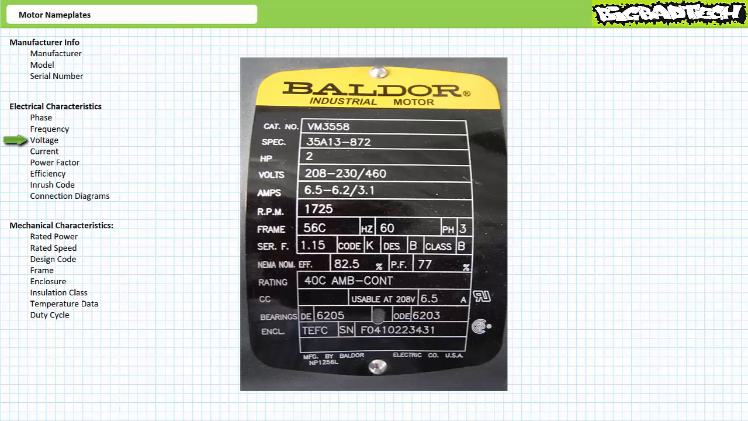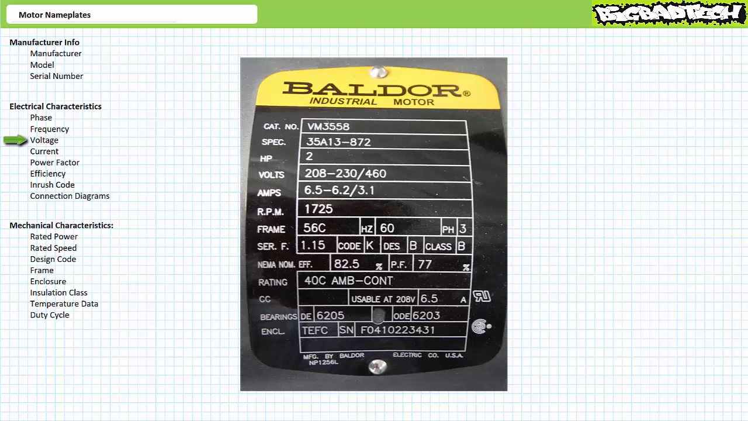Oftentimes, a motor nameplate includes two entries in the voltage field. If so, this means this motor is a dual voltage motor, and pending proper use of the connection diagram, which we'll examine later, the motor can be wired for either low voltage configuration or high voltage configuration. Dual voltage motors allow for a degree of flexibility for different electrical distribution systems.